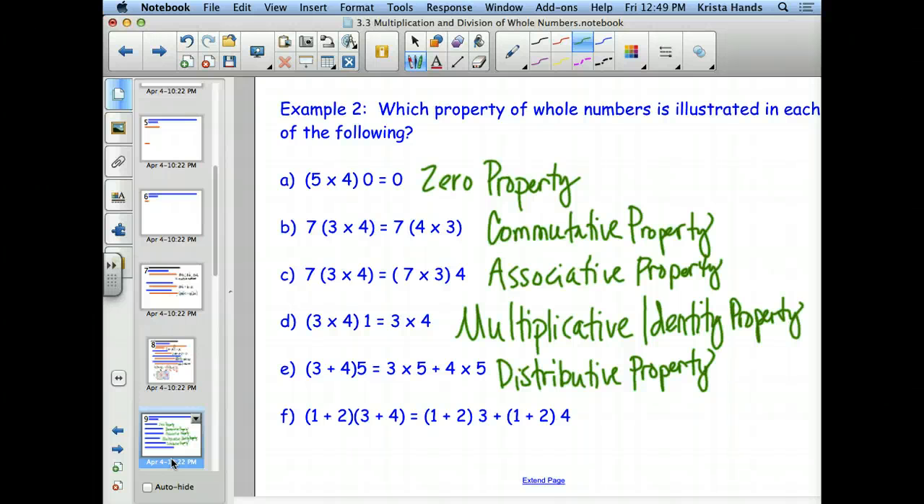How about F? Strange. What's going on? It is distributive. What is being distributed? Careful. It's the 1 plus 2 that's actually being distributed to the 3 and the 4. So that's like the FOIL. You would, right? Yes. What you're remembering from FOIL is the distributive property. So this is the distributive property as well.